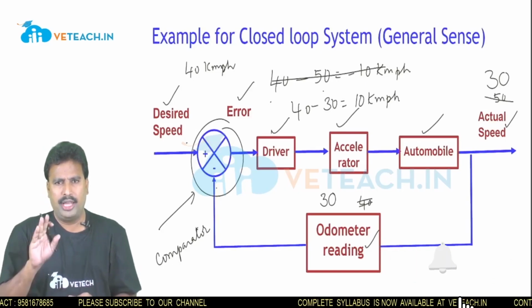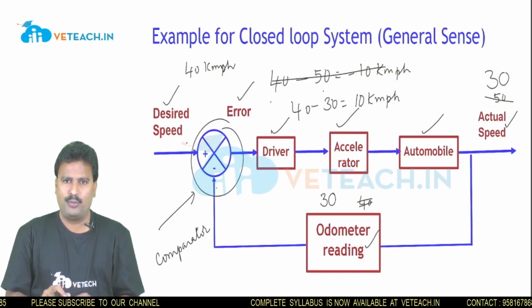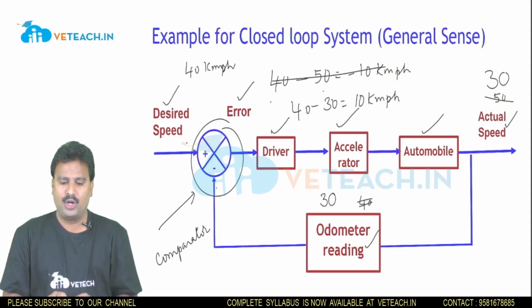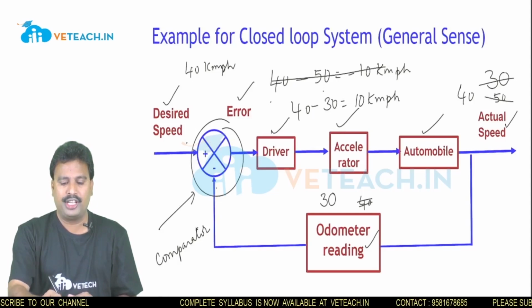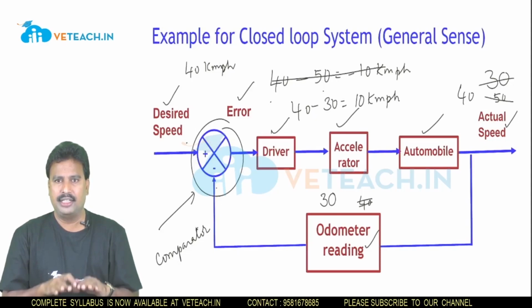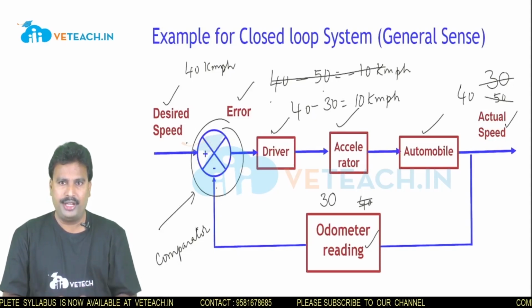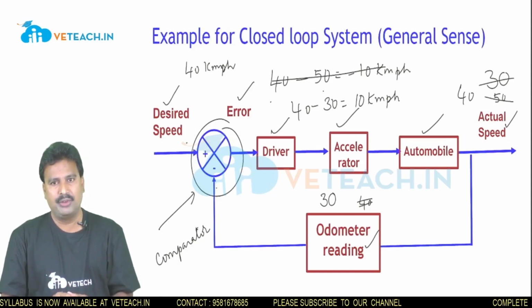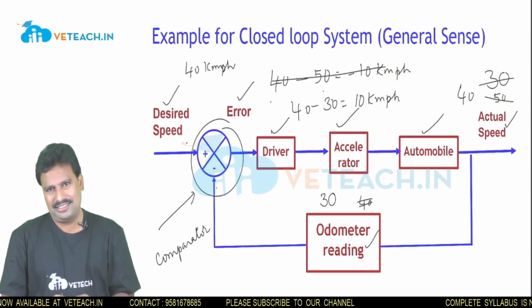What do I do? I apply pressure on the accelerator. Then automatically the speed of the automobile picks up and reaches a speed of 40. So I apply a constant pressure on the accelerator so that the vehicle will move at constant speed. This is one example of a closed loop control system in a general sense.